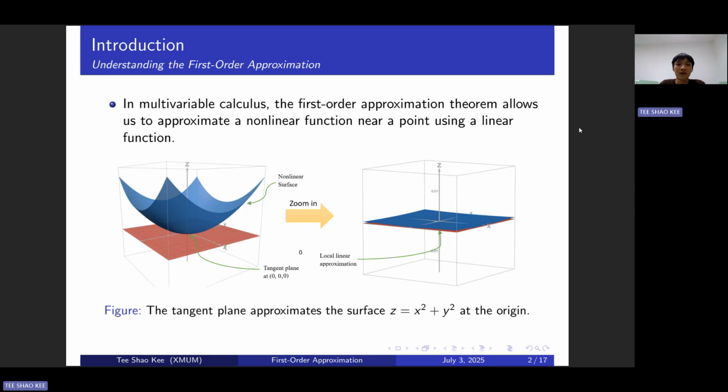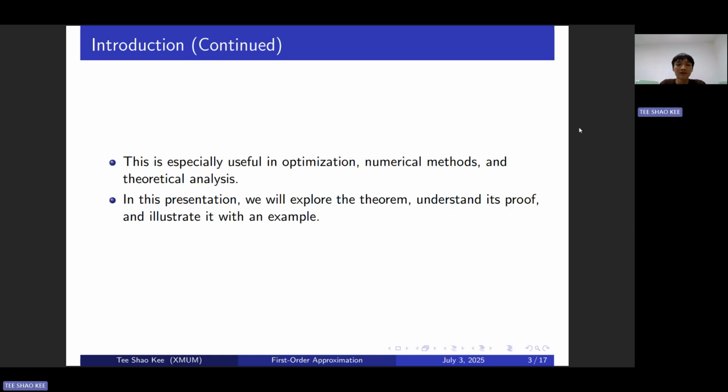A differentiable function can be approximated locally by a linear map, and the approximation improves as we get closer to the base point. This type of approximation is very useful. It appears in optimization, numerical methods like Newton's method, and even in machine learning, where linearization plays an important role. This is because linear functions are much easier to analyze and compute. Today, we will go through the definition, state and prove the theorem, and finally, go through an example to see it in action.